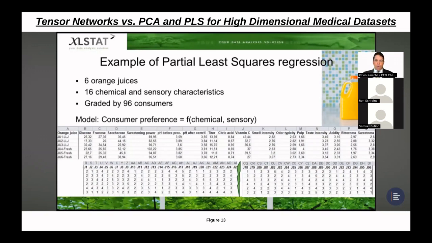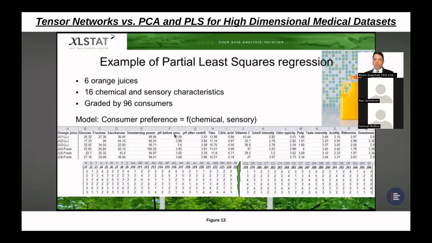Now, I really like this demo. It's not medical, it's orange juice, but I really like this demo. It says 16 chemical and sensory characteristics graded by 96 consumers. So you see all of these dimensions here, okay? The first couple I showed you were medical, smaller, maybe 3 or 5 or 10 dimensions. And now you see all of these columns applied to a single juice. So for this first one, or you could look at this like patients if it's medical, the specific product has this much glucose, fructose, saccharose, these are sugars, sweetening power, acidity, citric acid, those types of things.